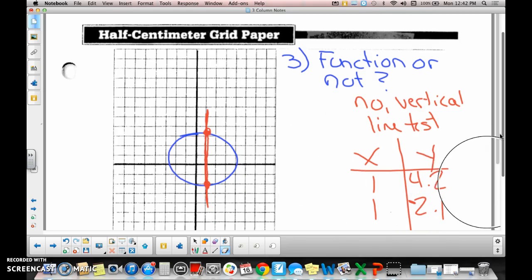Yes, sir? Isn't it 3.2? I have over 1 down 2.1, I think. Oh, you mean on this top one? Yeah. Over 1, 1, 2, yep, 3.2. 3.2, not 4.2. Okay?